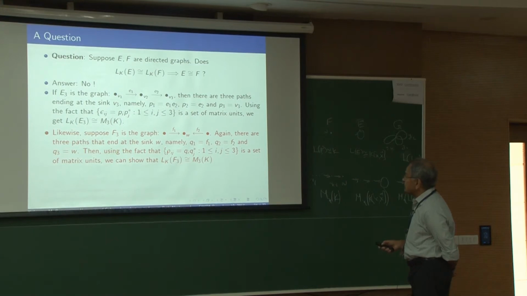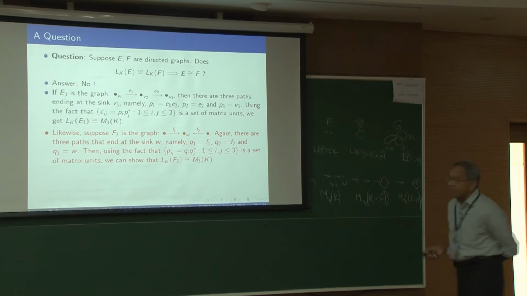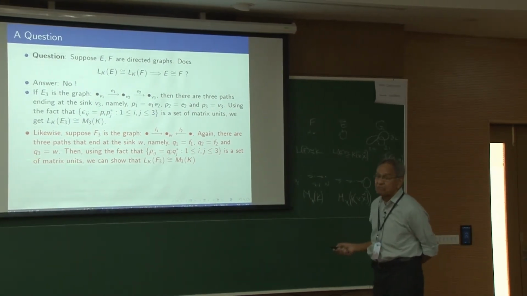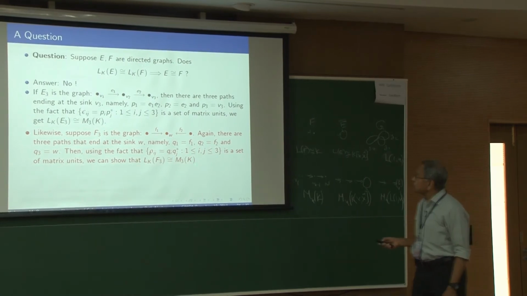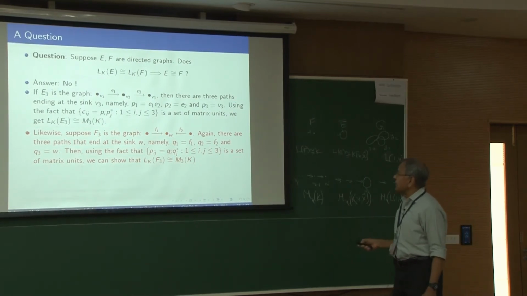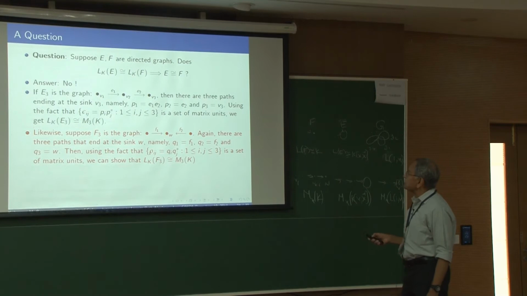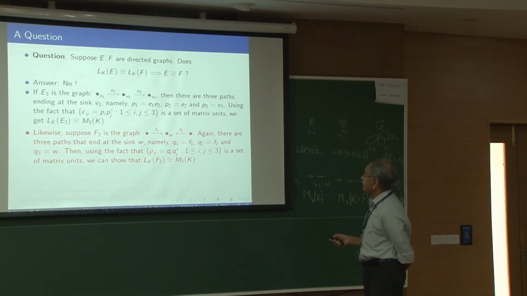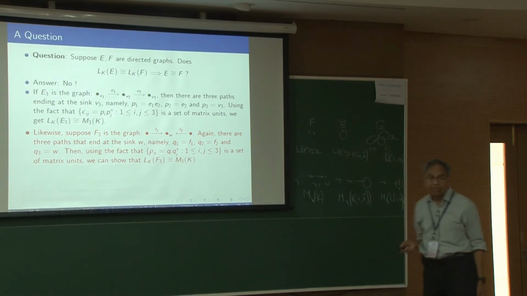Again, using the fact that Q_i Q_j star form a set of matrix units, you can show that this is isomorphic to the ring of 3 by 3 matrices. So these two Leavitt path algebras are isomorphic, but these two graphs are not isomorphic. There are a number of ways you could verify that. One of them is that here there is a path of length 2, while here there is no path of length 2. Every path has length at most 1.